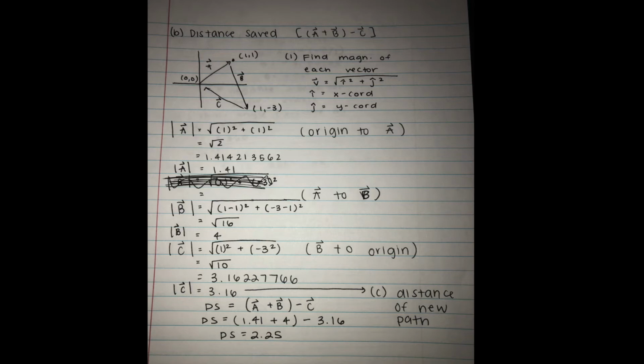Now to finish part B of finding the distance saved, compare the original distance, which is vector A plus vector B, to the new distance, which is vector C, converting the formula into vector A plus vector B minus vector C to find the distance saved, therefore outputting 2.25.